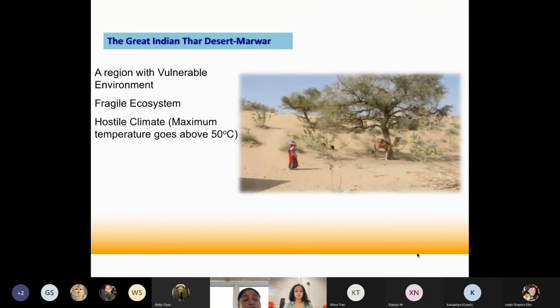It has a very hot climate. We're only in April, and we're already at about 40 degrees. By May and June, our temperatures rise up to 50 degrees centigrade. This is a photograph that I had taken. It's one of my favorite photographs, where the camel, that is often known as the ship of the desert, has to stand in the shade, but the woman still has to headload water for her family.